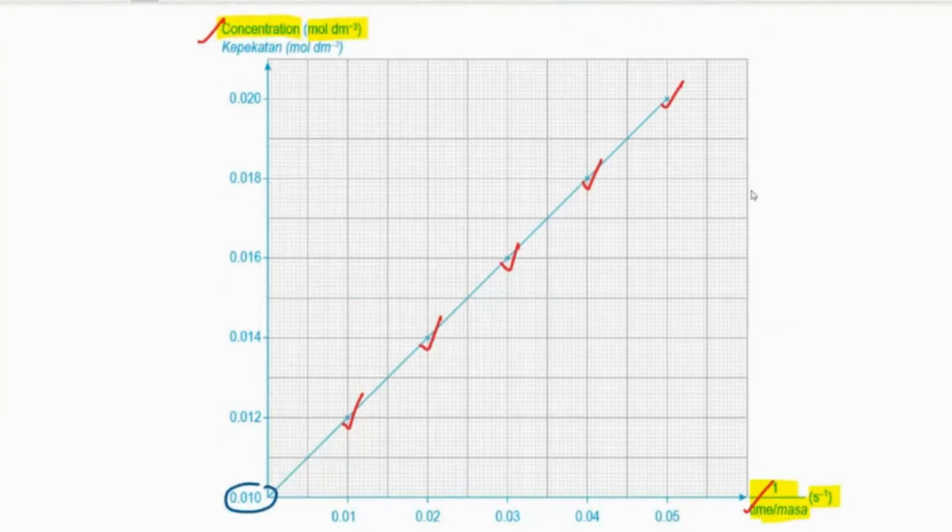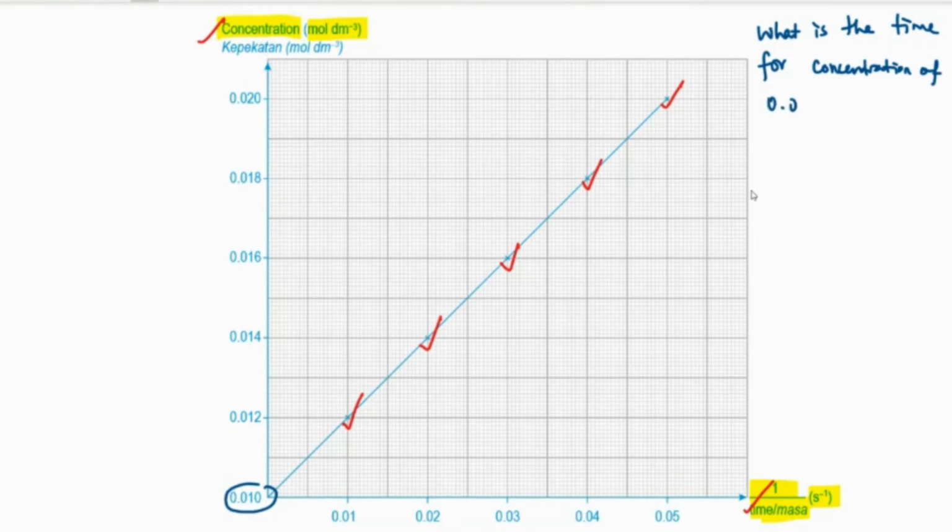Okay. So class, let's say now if the question asks you, what is the time taken for a concentration of, let's say, 0.021 mole per cubic decimeter. So can you find the time taken if the concentration now is 0.021? Here is 0.020, right? So class, where is 0.021? It's here, right? Correct?